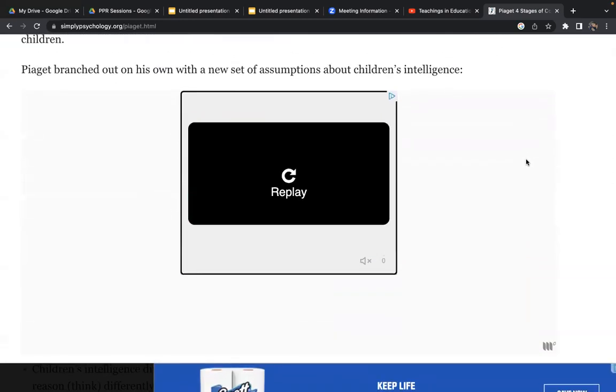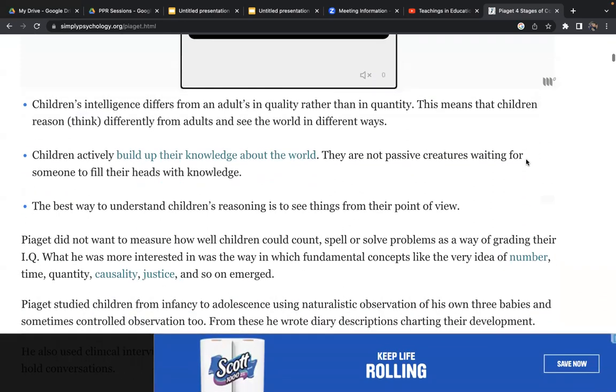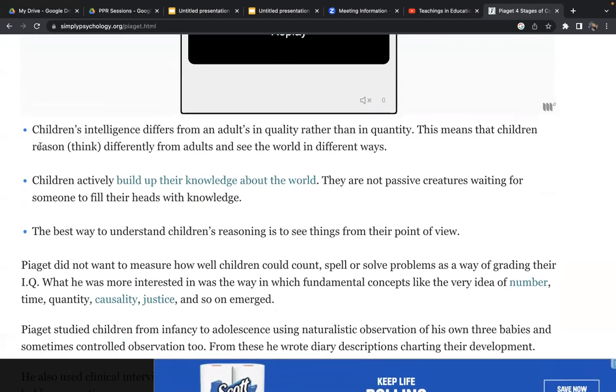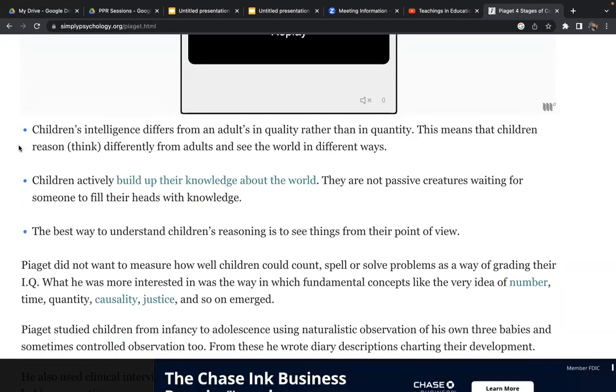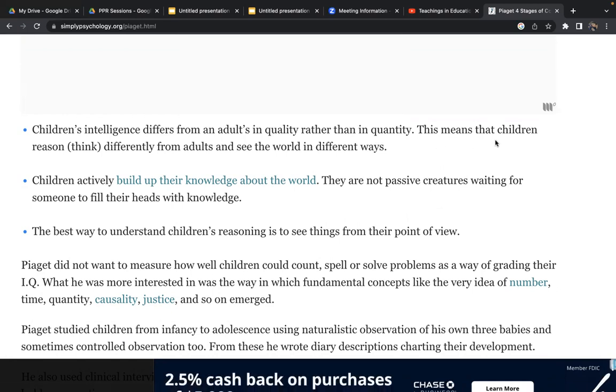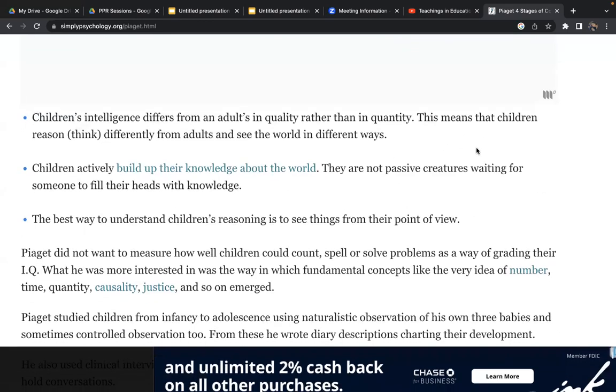He branched out on his own with a new set of assumptions about children's intelligence. These are the assumptions he first came up with. Children's intelligence differs from an adult's in quality rather than quantity. This means that children reason and think differently from adults, and they see the world in different ways. We know that, right? And that is important for us to understand when we're planning activities, lessons, and assessments for our students. Children actively build their knowledge about the world.